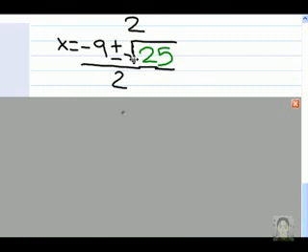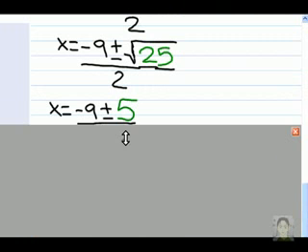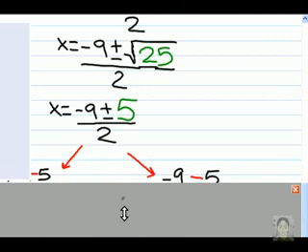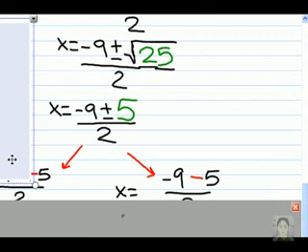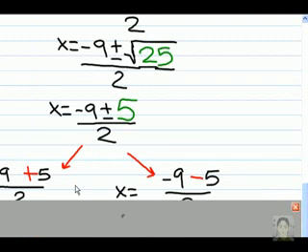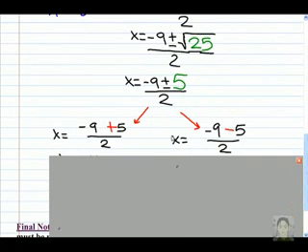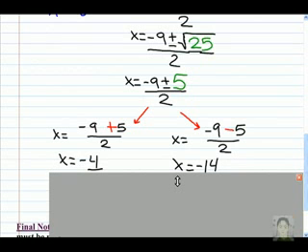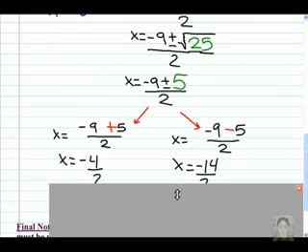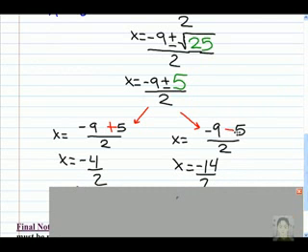Next, as the symbol tells us, we're going to take the square root of 25, and that is 5. Before dividing by 2, we're going to take this one step and divide it into two steps. This is what I recommend as far as how to organize your steps. Write them out, one with a plus, one with a minus. First we're going to do negative 9 plus 5, and then divide by 2, and on the other one negative 9 minus 5, which gives you negative 14.